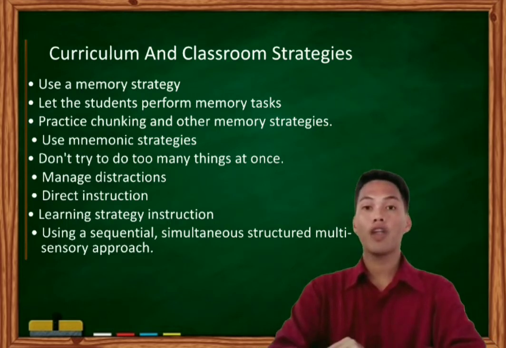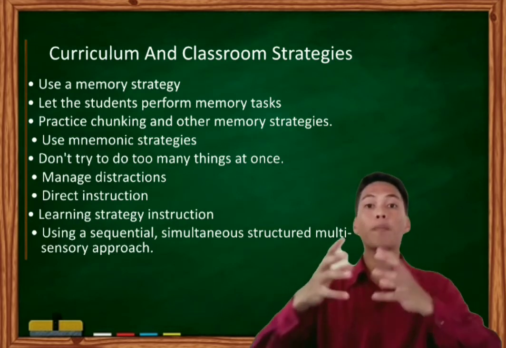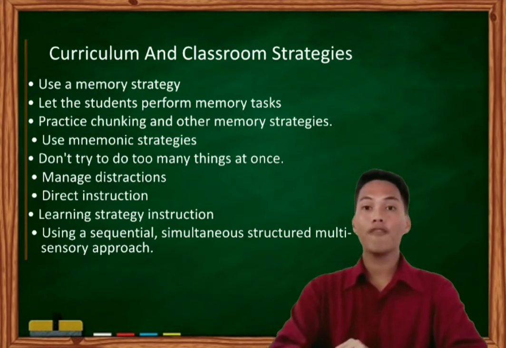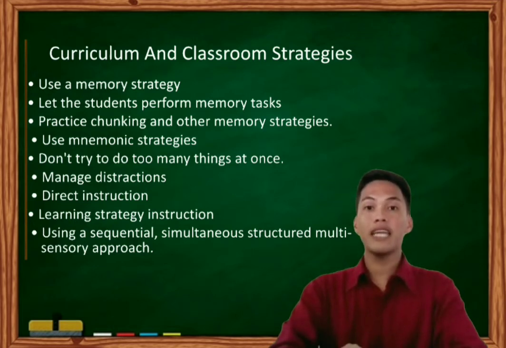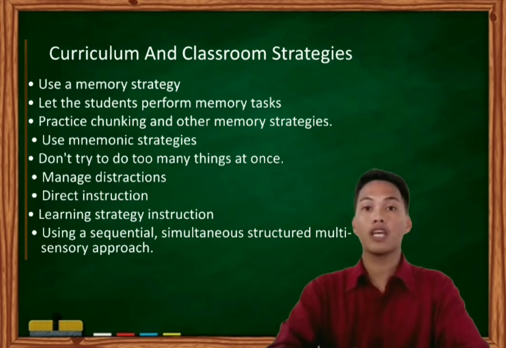Practice chunking and other memory strategies. Chunking is a process of making efficient use of short-term memory by taking individual pieces of information and grouping them into a larger unit of information. Through this, the amount of information that your student can remember will improve. Use mnemonic strategies. This is a technique that connects new learning to prior knowledge through the use of visual and acoustic cues. Using keywords, rhyming words, and even acronyms are some examples of this technique.